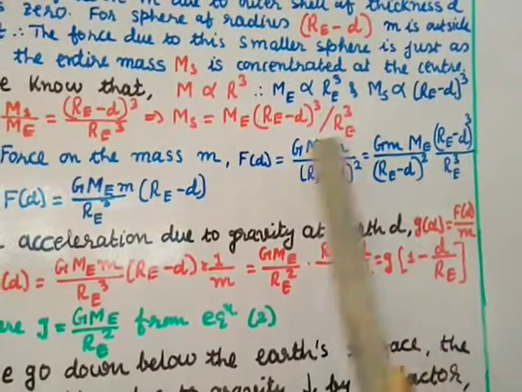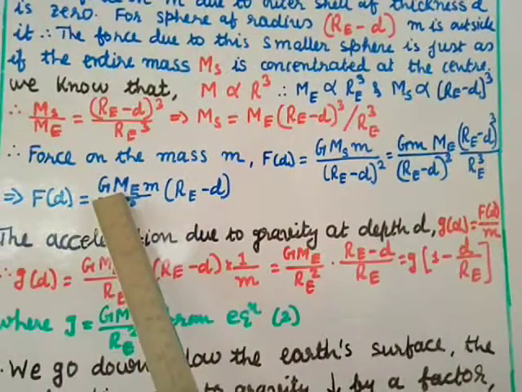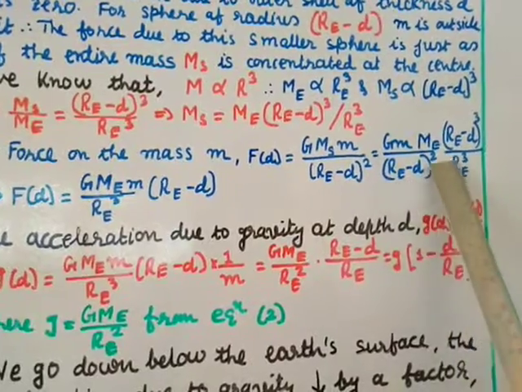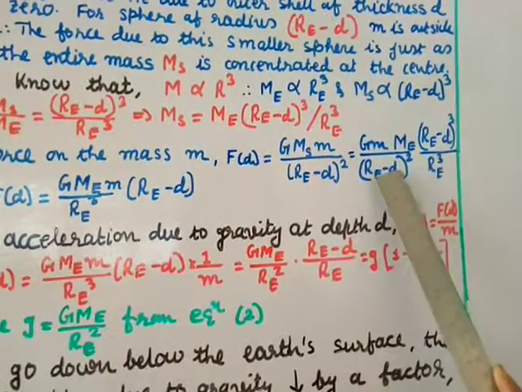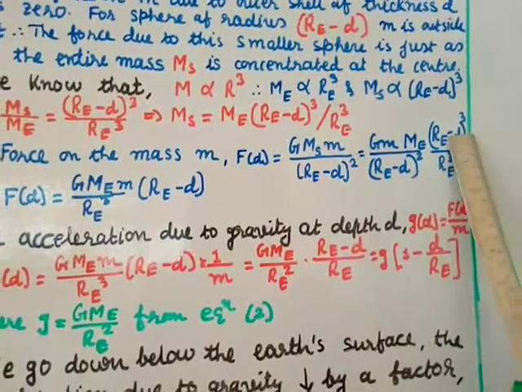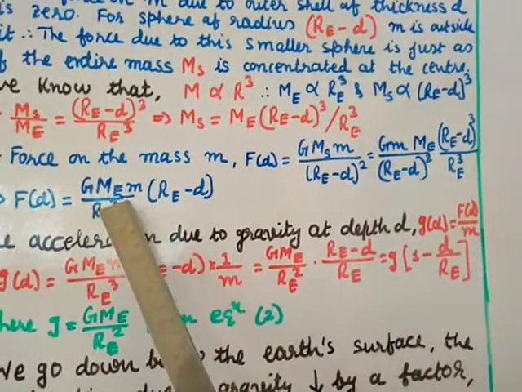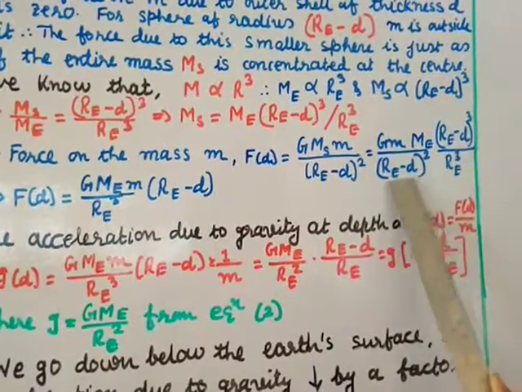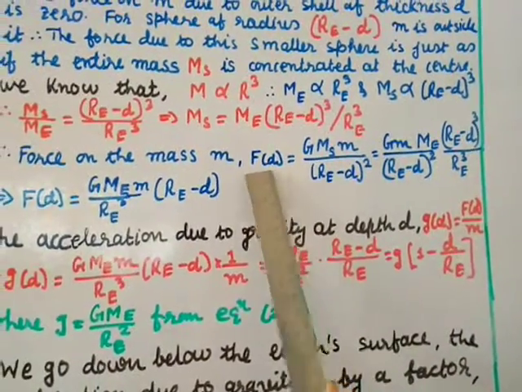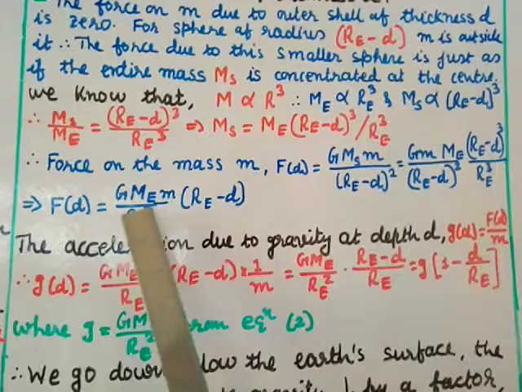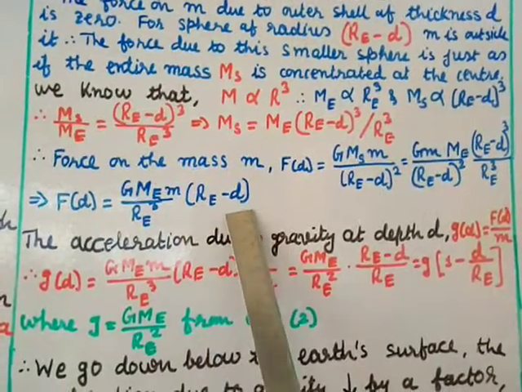From here we can say F of d equals G Me m, and this (Re - d) whole square, (Re - d) whole cube. So the square can cut, and you get in the numerator (Re - d) one time and Re cube as it is. After this simplification, the force F of d equals G Me m divided by Re cube into (Re - d).